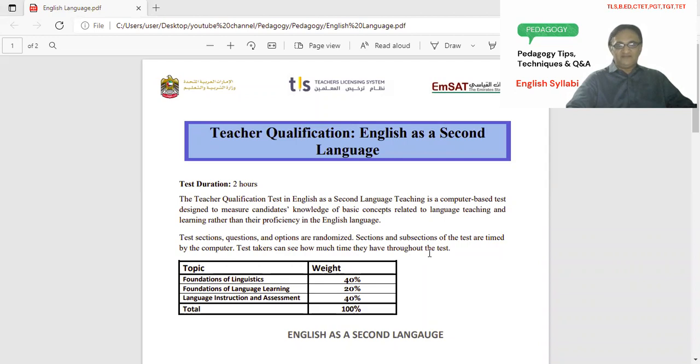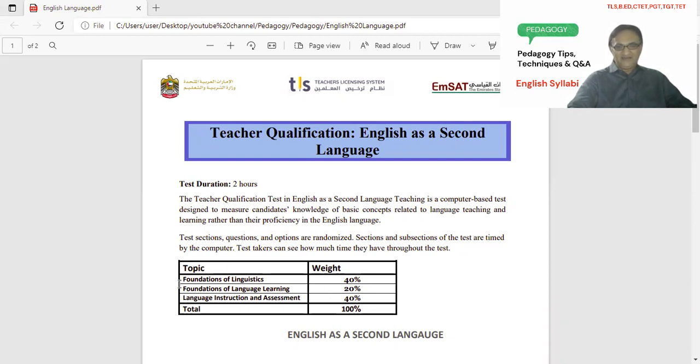As you know, the first phase of the pedagogy test was divided into four standards. Similarly, this one has been divided into three standards: the foundation of linguistics, the foundation of language learning, and language instruction and assessment. The weight of the foundation of linguistics is 40%, the foundation of language learning is 20%, and language instruction and assessment is 40%.